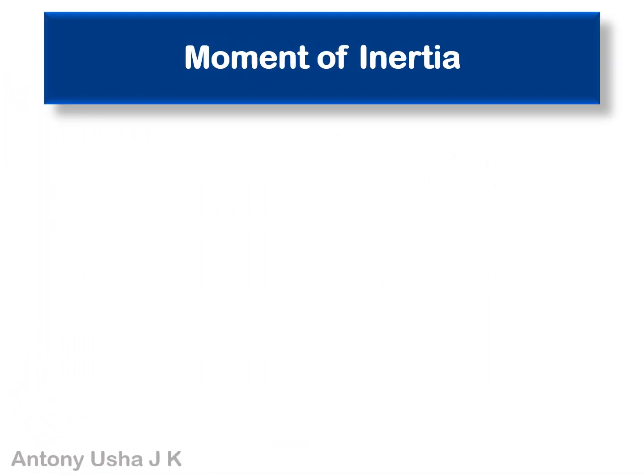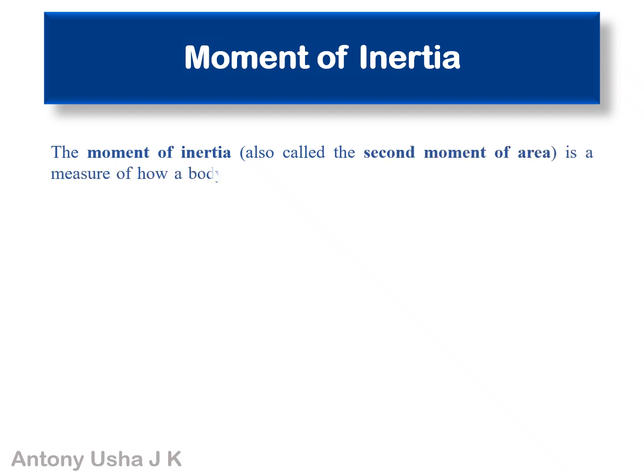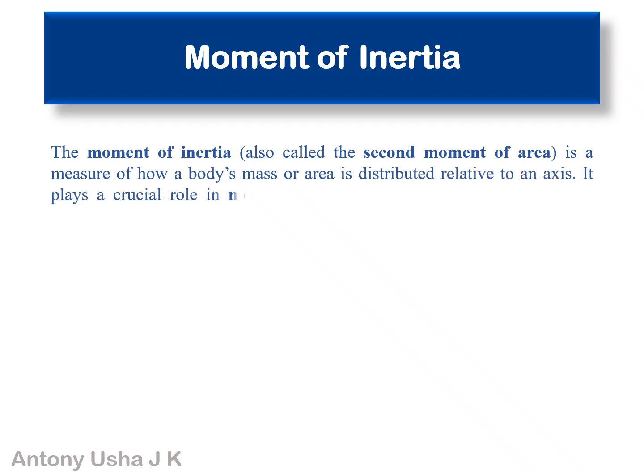Moment of inertia. Moment of inertia is also called the second moment of area, which is the measure of how a body's mass or area is distributed relative to an axis. It plays a crucial role in mechanics, especially in rotational motion and structural engineering.